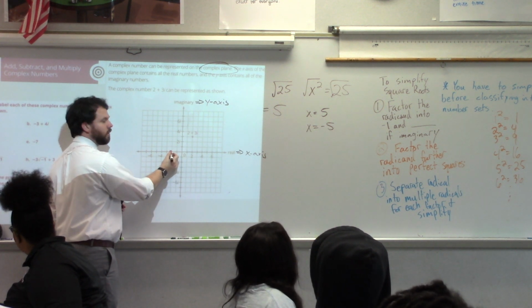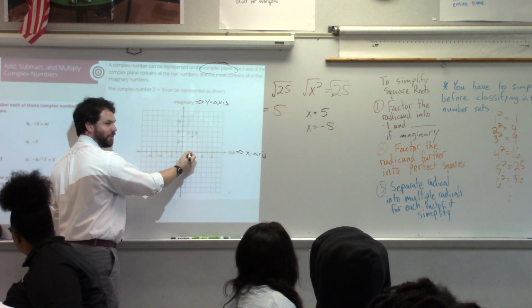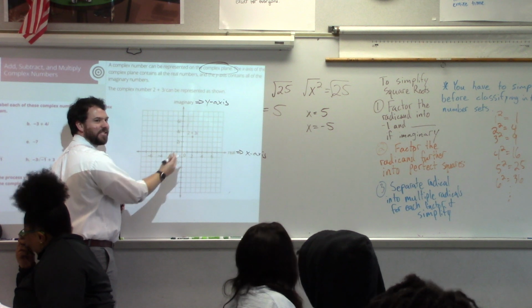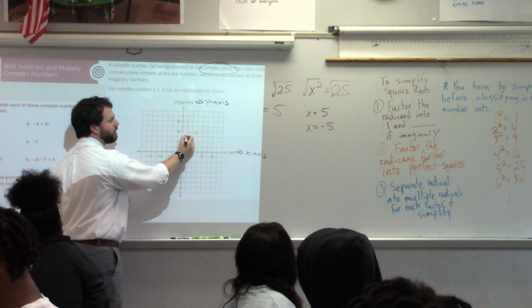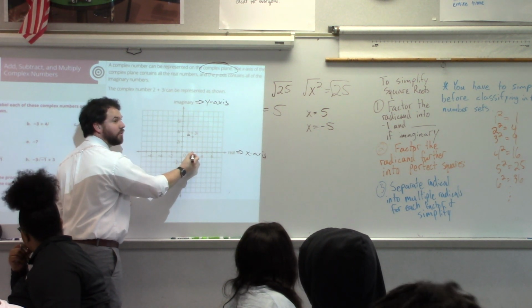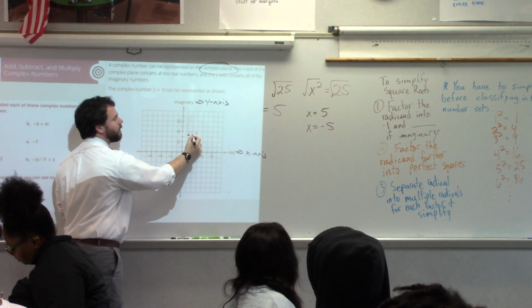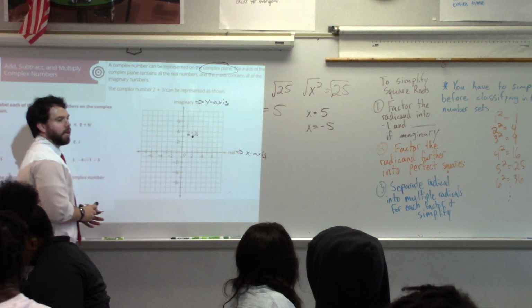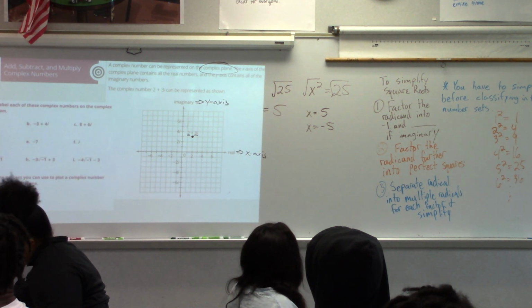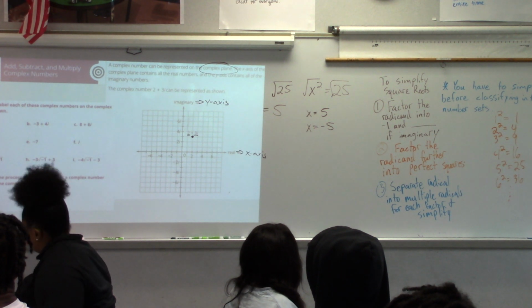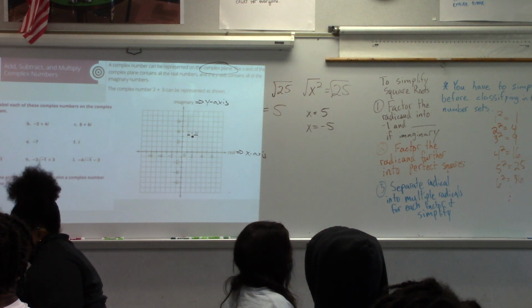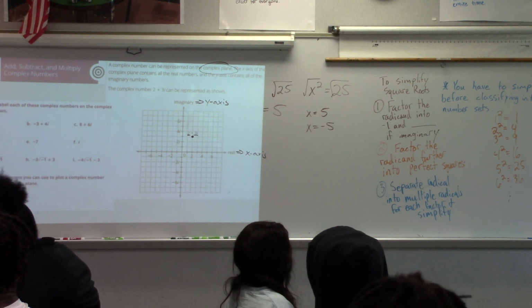Over 2, so like this way? No, to the right 2. So we want to remember that the x-axis is my real numbers. So to the right 2, plus 3i means up 3. Okay? 2 plus 3i, that's it. Graphing complex numbers, super easy. Okay, show of hands, I need someone to volunteer to tell me how to graph 5 minus 3i.